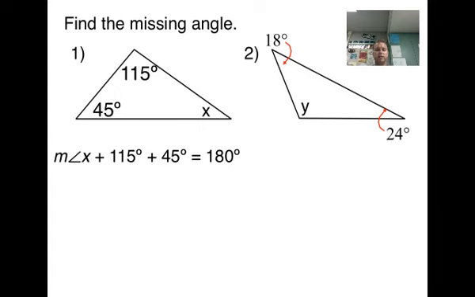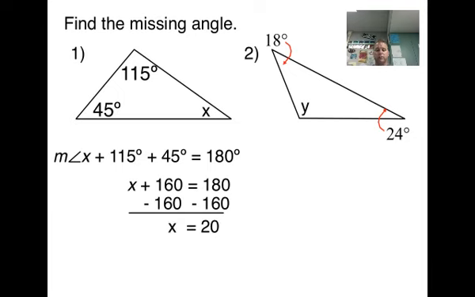So I'd like you to set this up so that it looks something like this. You don't necessarily have to put the degrees or the measure of angle X. You can just say X plus 115 plus 45 equals 180. Then add 115 plus 45, you'll get 160. Subtract 160 from both sides, keeping our equation balanced. We get X is equal to 20 degrees. So the measure of angle X would be 20 degrees.